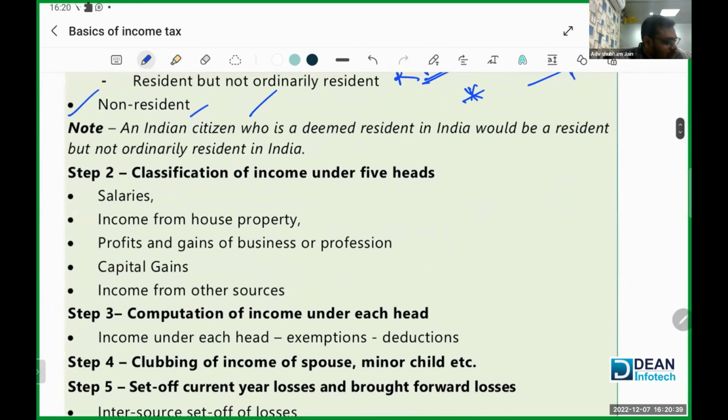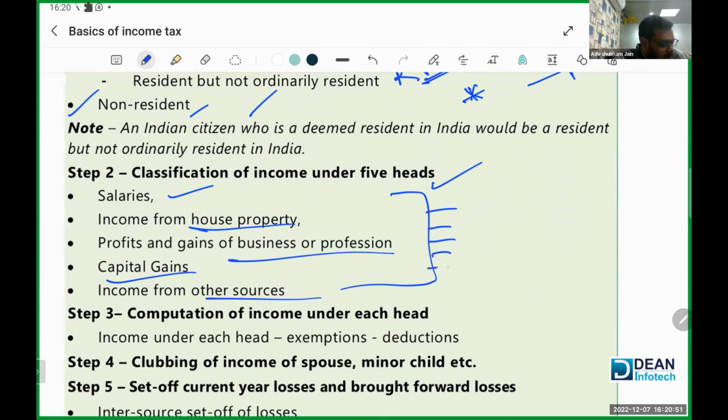The second step is classification of income under 5 heads, as I told you: salaries, income from house property, income from business or profession, income from capital gains, and income from other sources. We will classify the incomes and put them under the respective heads.